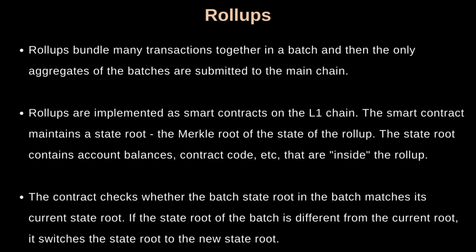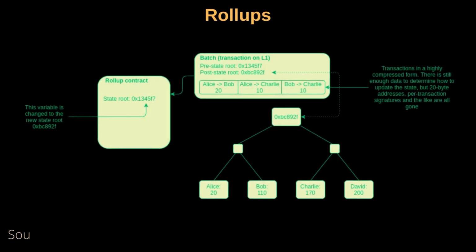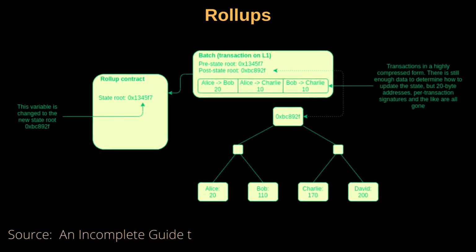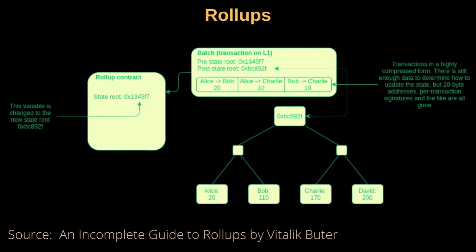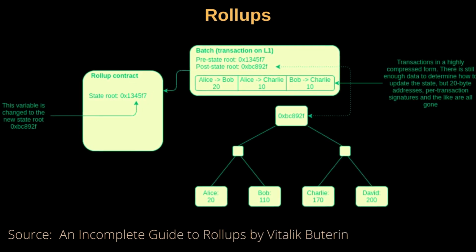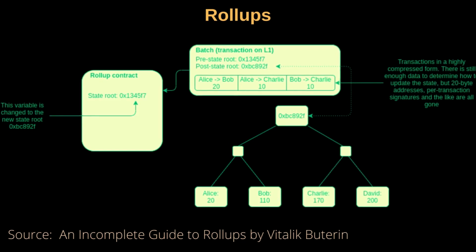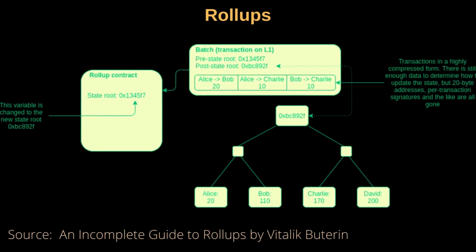I am borrowing the explanation from Vitalik Buterin's article on this subject. Rollups are implemented as smart contracts on the main chain, say on Ethereum. The smart contract maintains a state root, which is the Merkle root of the state of the rollup. The state root contains account balances, contract codes, etc. that are inside the rollup. The batch is a collection of transactions in a highly compressed form together with the previous state root and the new state root.